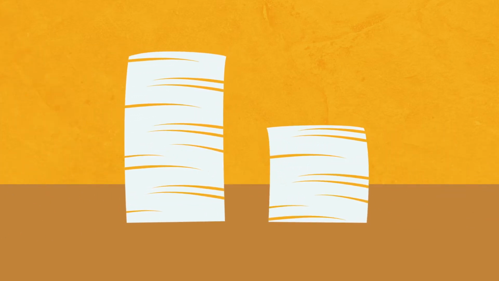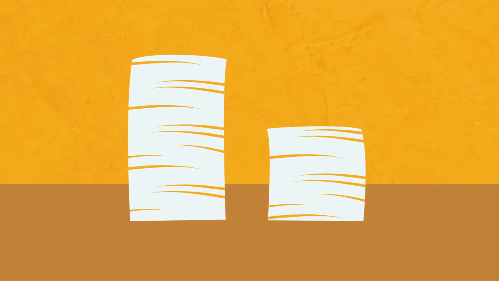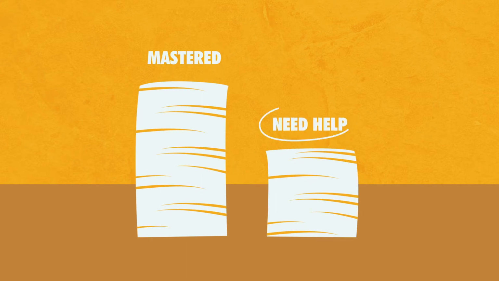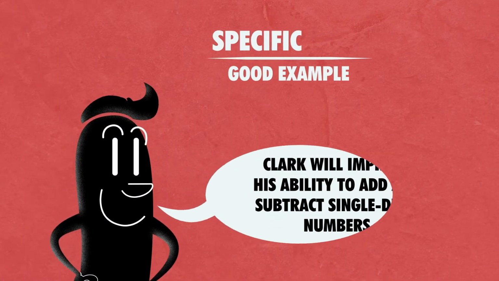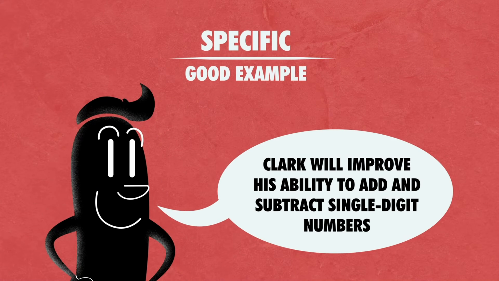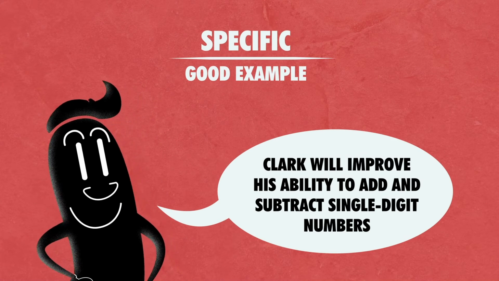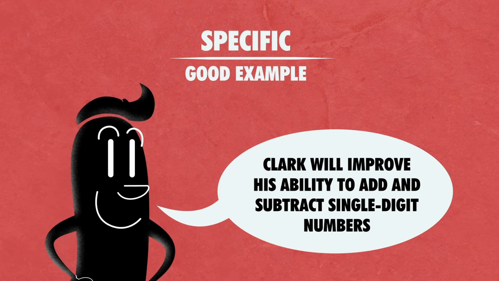There should be data in your student's IEP that pinpoints exactly what building blocks your student has mastered and which blocks they need help mastering as a result of their disability. In Clark's case, he can count to 100 but can't add or subtract simple numbers. Clark will improve his ability to add and subtract single-digit numbers. This is a specific goal that pinpoints the building block Clark needs help mastering.